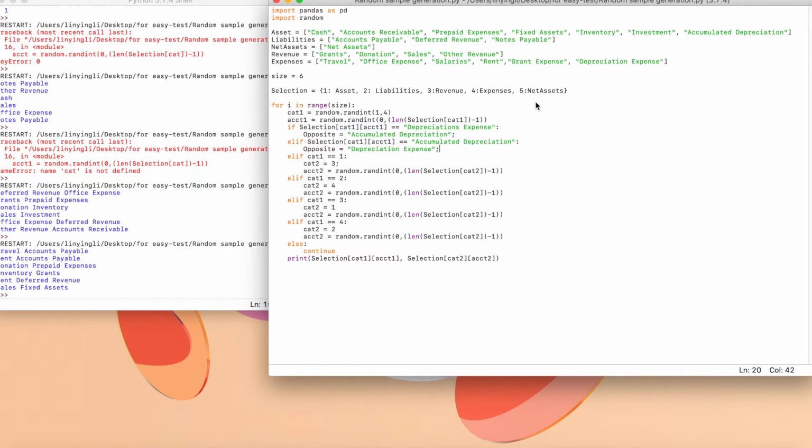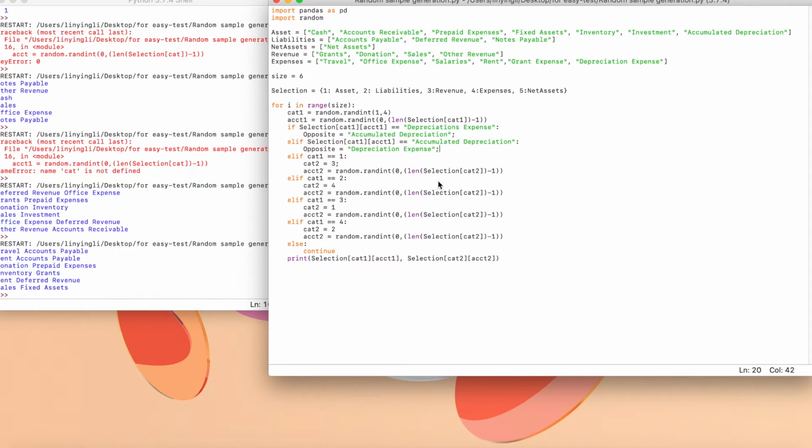Some accounts are special. For example, depreciation expense. When you debit depreciation expense, you cannot credit investment. It needs to go to accumulated depreciation. If it is depreciation expense, it needs to go to accumulated depreciation on the opposite direction. If it's accumulated depreciation on one side, it needs to go to depreciation expense on the other side.